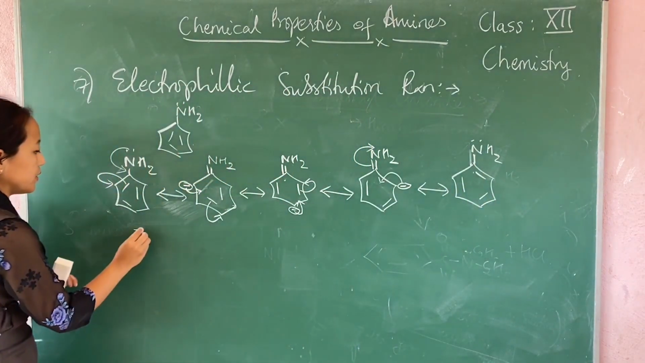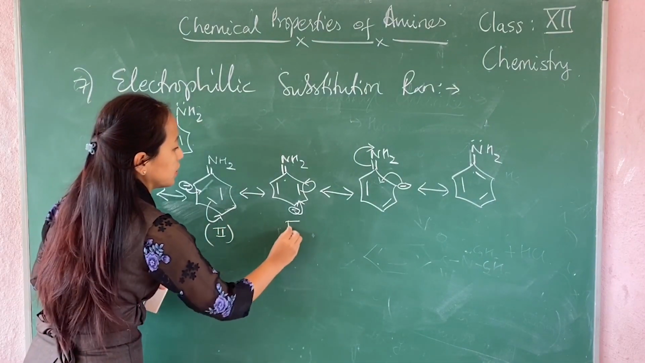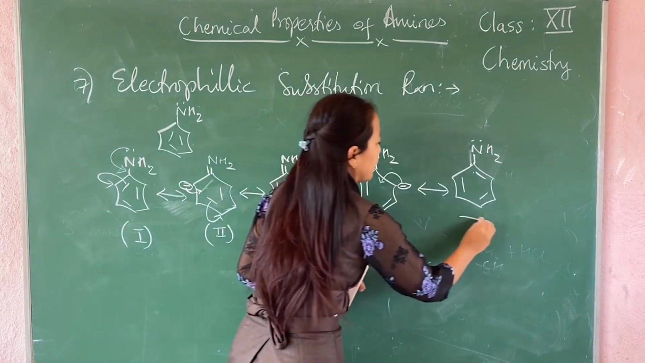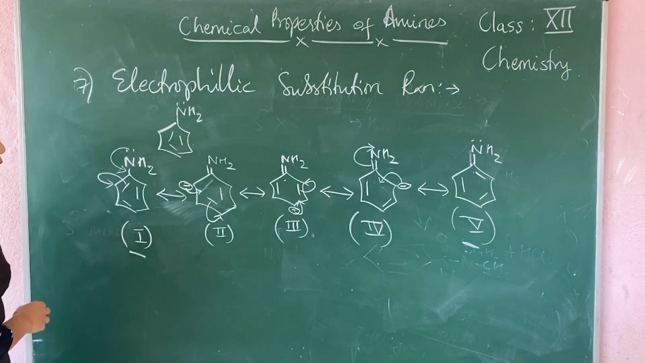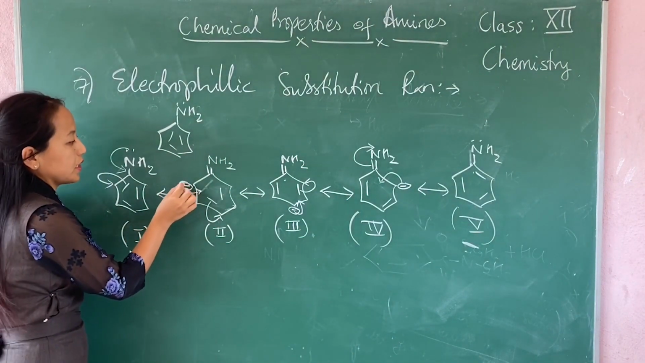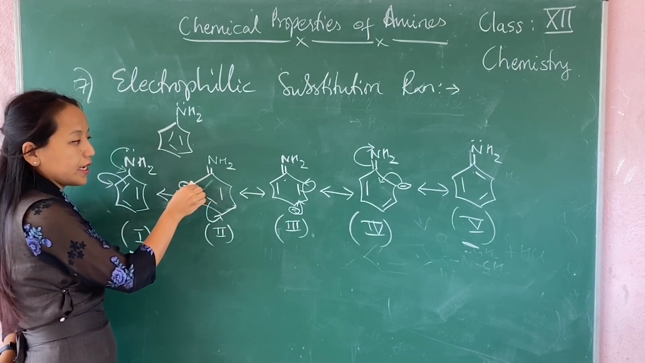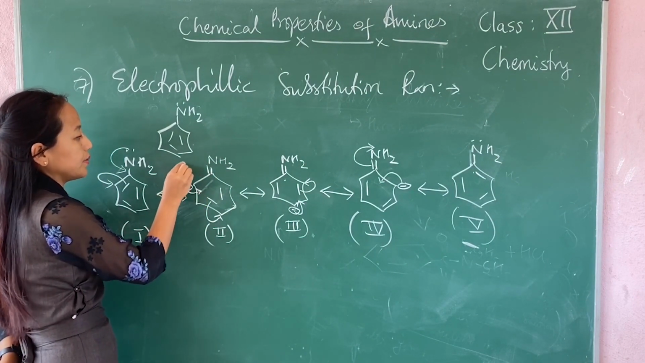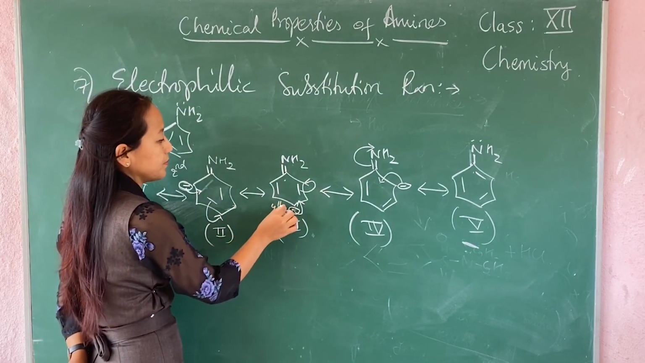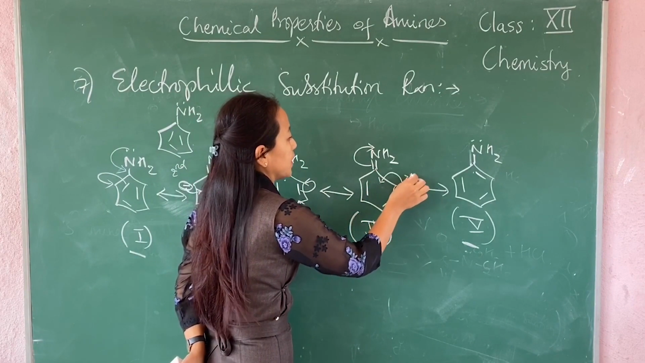So if you number this, this is the first resonating structure, second resonating structure, third, fourth, and then the fifth one. Now what happens is, in this case, you can see that the negative charges are delocalized on the first carbon, second carbon atom. This is your second carbon, and then it is on the fourth carbon atom, and here it is again on the second carbon atom.